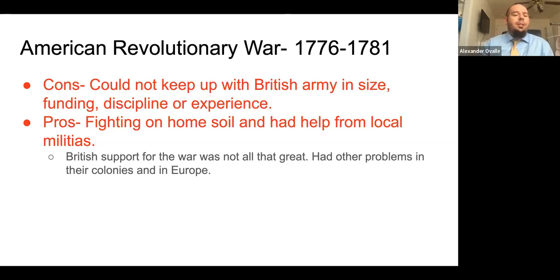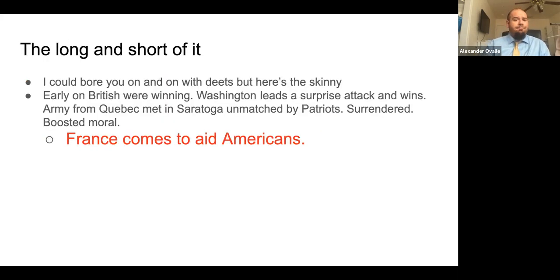They also had help from the local militias. The British support for the war was not all that great. However, they had other problems in their colonies and in Europe. Of course, Europe has a lot of problems. The long and short of it, I could bore you with the deets, but here's the skinny, people.